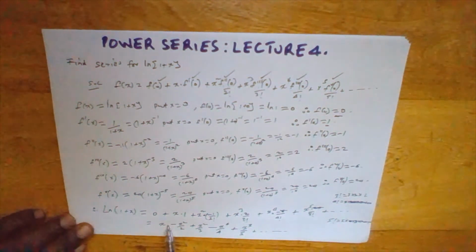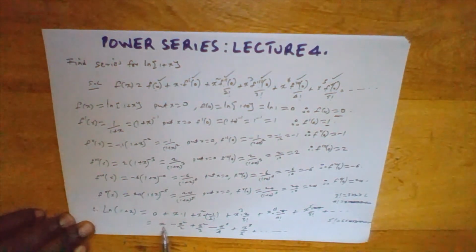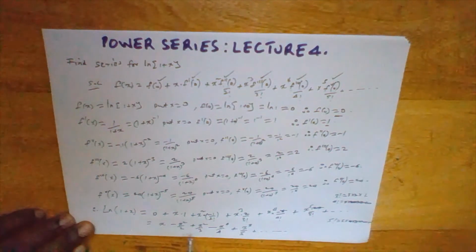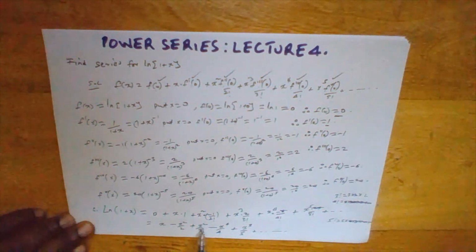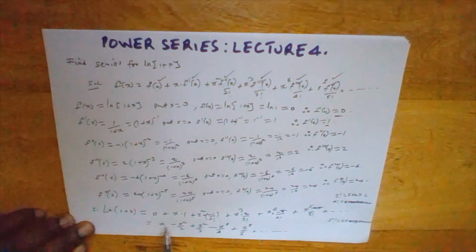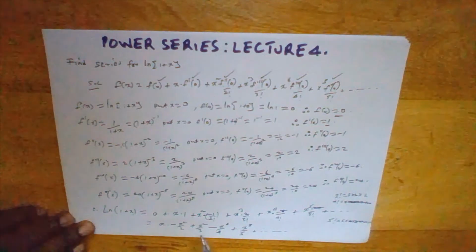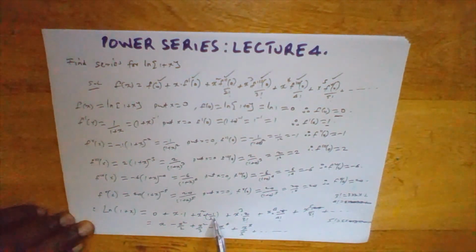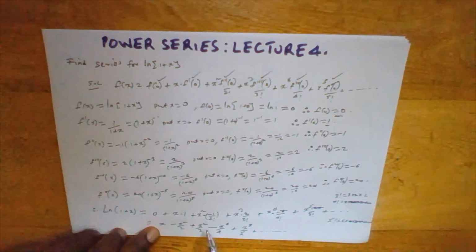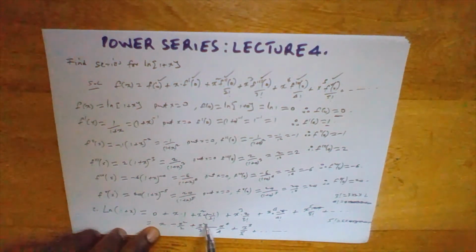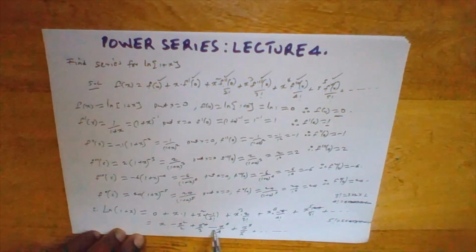So this is now the series for ln of (1 plus x): x minus x squared all over 2 plus x cubed all over 3 minus.